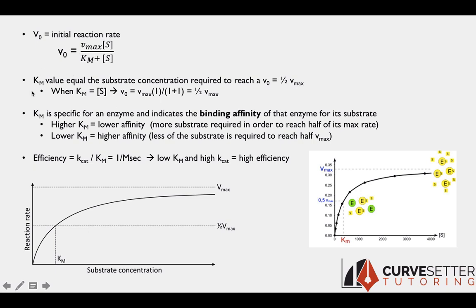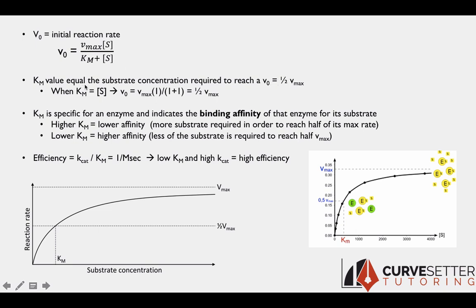Another thing to know about Km is that Km is indicative of the binding affinity for that enzyme. And understanding why it's indicative of binding affinity is going to be really helpful on the MCAT. So that is this reasoning here. The Km value is equal to the concentration of substrate that's required to have a velocity equal to half the Vmax.